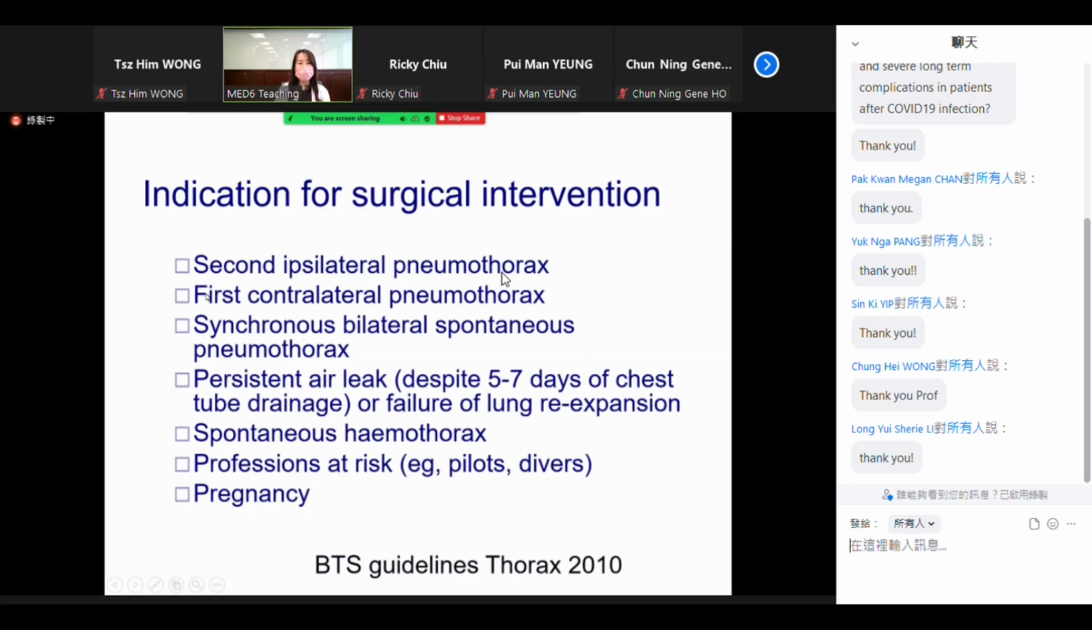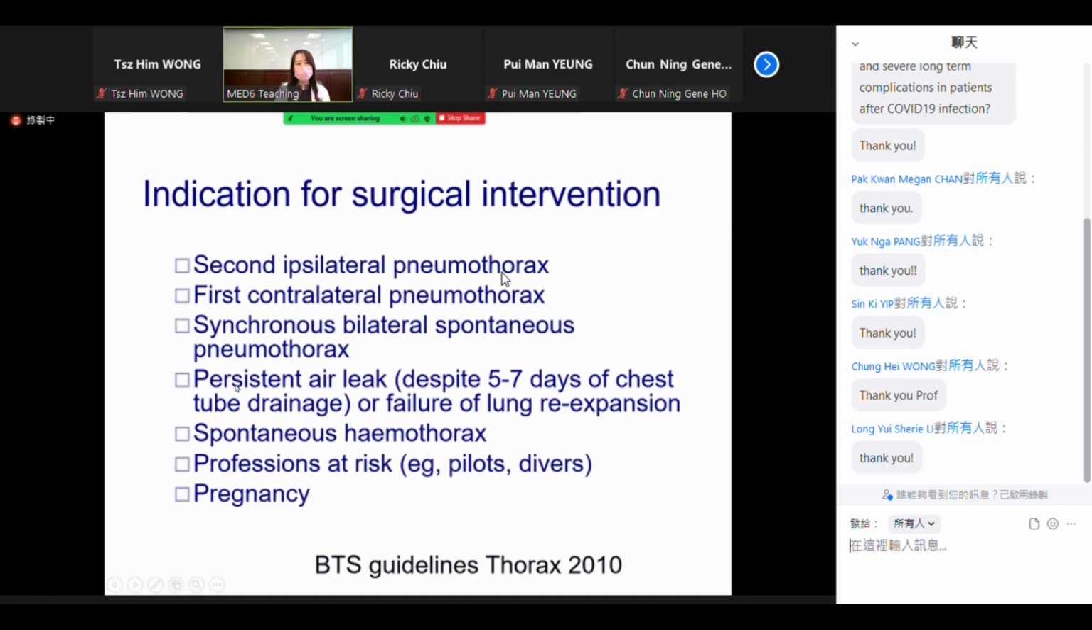Or the patient got a first contralateral pneumothorax, then the risk of a next-time bilateral pneumothorax will be fatal. So we will refer for surgical intervention. Or the patient presents with synchronous bilateral spontaneous pneumothorax. Of course, we won't let the next episode of bilateral pneumothorax occur. So we have to refer.